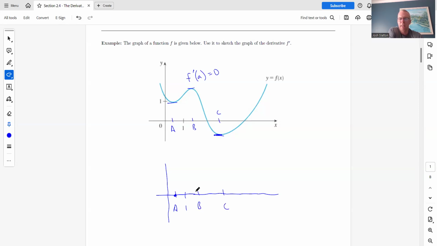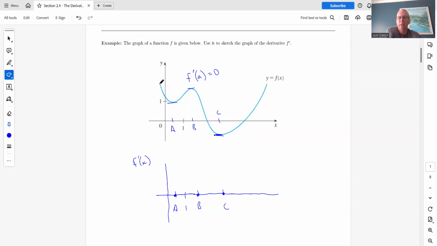We know that the derivative, so this is the graph of the derivative of f of x. And so if the derivative is 0, wherever we have the horizontal tangent line, or wherever the graph is flat, we know that the derivative at those points will be 0. Now, what can we say about the points in between?